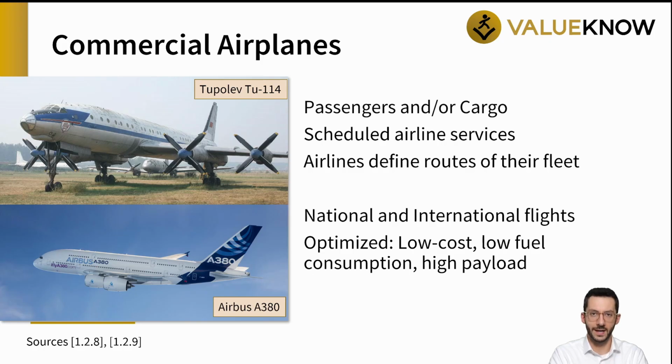Commercial airplanes are aircraft designed to transport passengers and cargo for a profit. They are primarily used by airlines to provide scheduled air travel services. Built for efficiency and safety, these planes play a huge role in global connectivity, enabling quick and convenient long-distance travel across countries and continents. Commercial aircraft can transport passengers and cargo through scheduled airline services where airlines define the exact routes and schedules of their fleet.